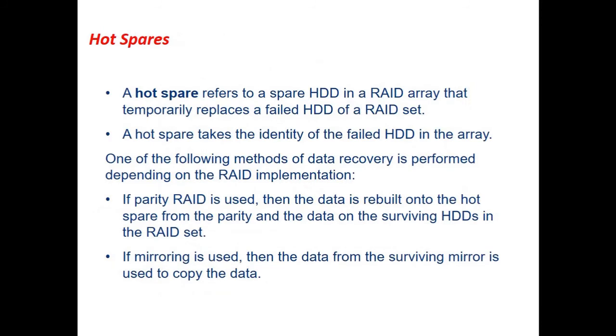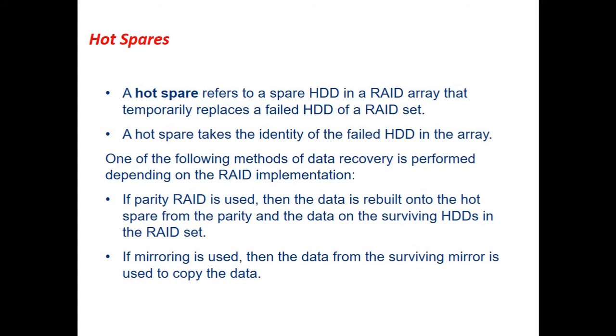Now we have something called hot spares. Till now we were discussing why RAID is required. We found that RAID was required if one of the hard disk drives fails. Now the next question is, what happens if the hard disk drive fails? How are we going to replace it? That is where hot spares come into the picture. A hot spare refers to a spare hard disk drive in a RAID array that temporarily replaces a failed hard disk drive of a RAID set.